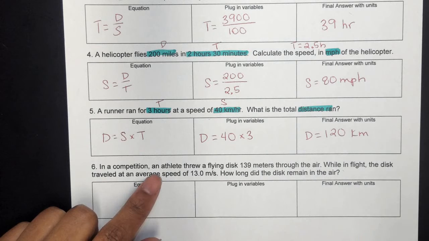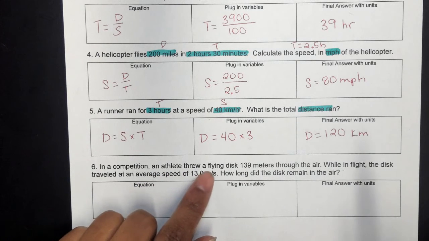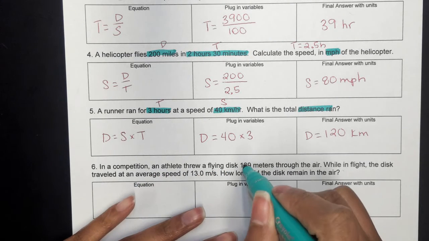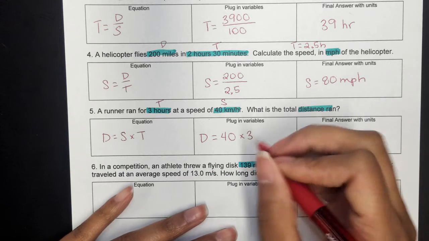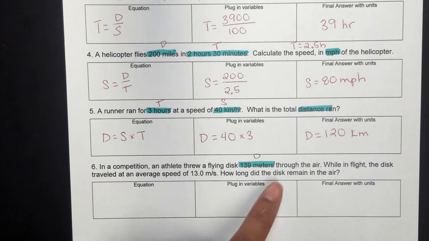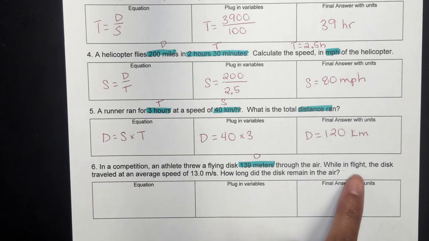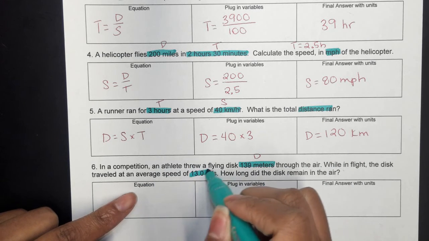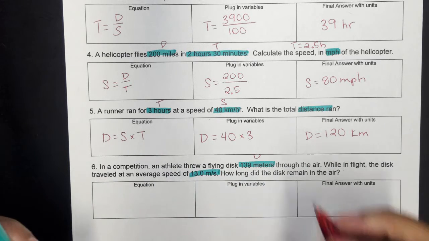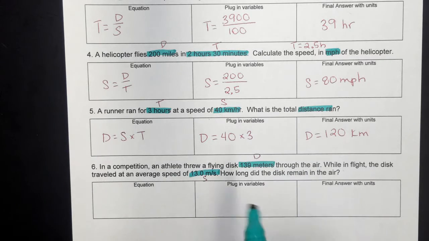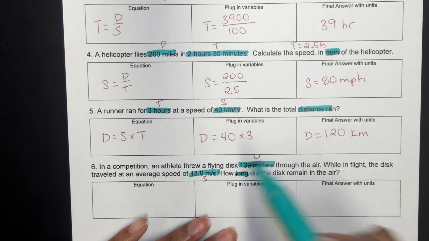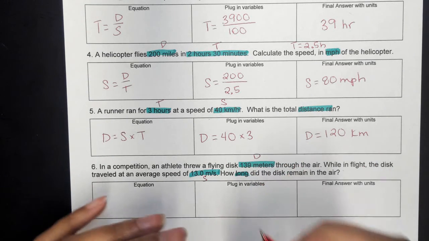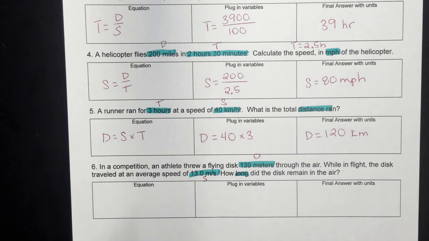In a competition, an athlete threw a flying disc 139 meters. What's that? That's the distance through the air. While in flight, the disc traveled an average speed of 13 meters per second. What is 13 meters per second? What am I looking for there? How long did the disc remain in air?